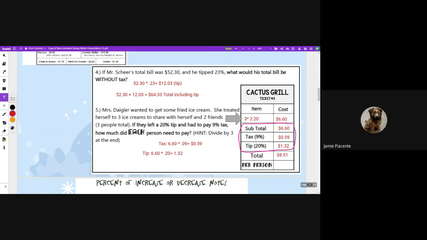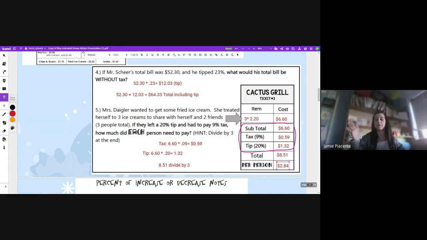That's kind of how you figure out what the total bill is going to be if you are with a group of friends. Now your final step is to find out how much it is per person. So we divide by 3 at the end. So we take our total, which is $8.51, and we divide by 3, and that gives us $2.84 per person. So $2.84 per person needs to be paid.